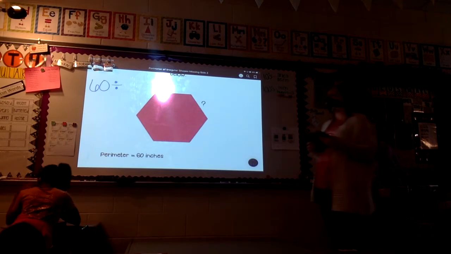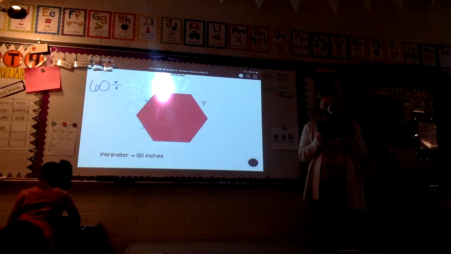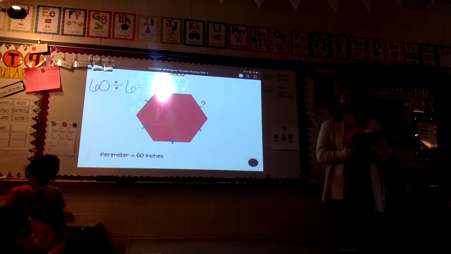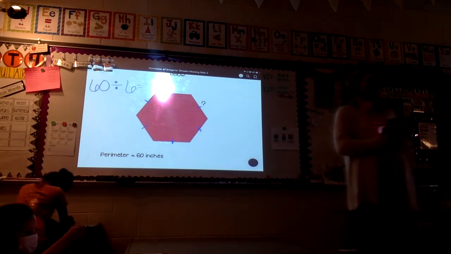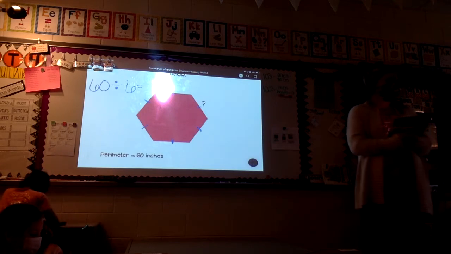So how many sides does a hexagon have? 1, 2, 3, 4, 5, 6. Very good. So our division problem is going to be 60 divided by 6. What that means? Okay, hold on 1 second.